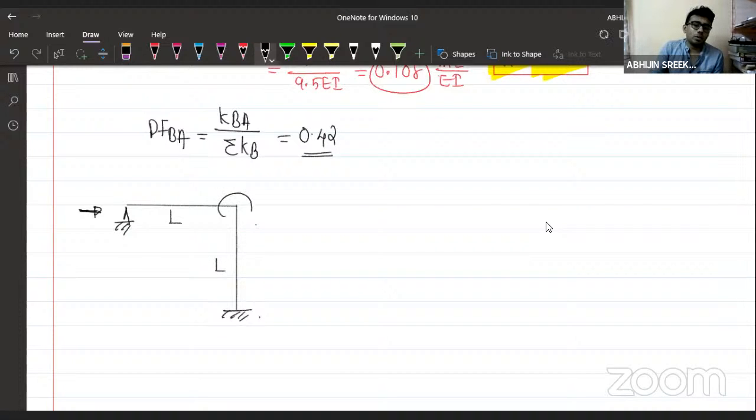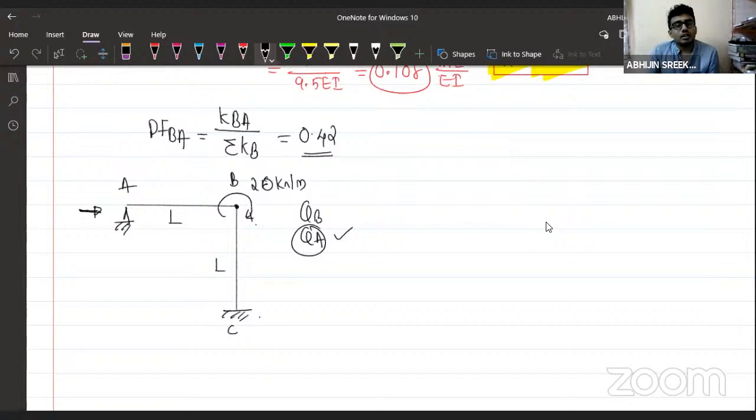They can give you the moment here, let's say 20 kilonewton meter, and they can ask you the rotation here. This is A, this is B, and this is C. They can simply ask you the rotation at the end B, and similarly they can ask the rotation at the end A also. How to calculate the rotation of the end A?